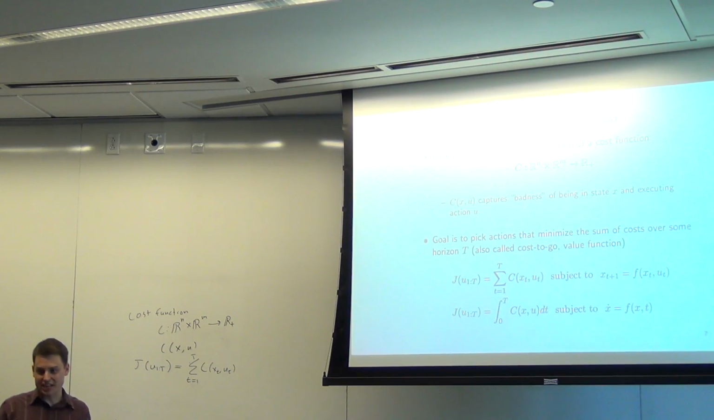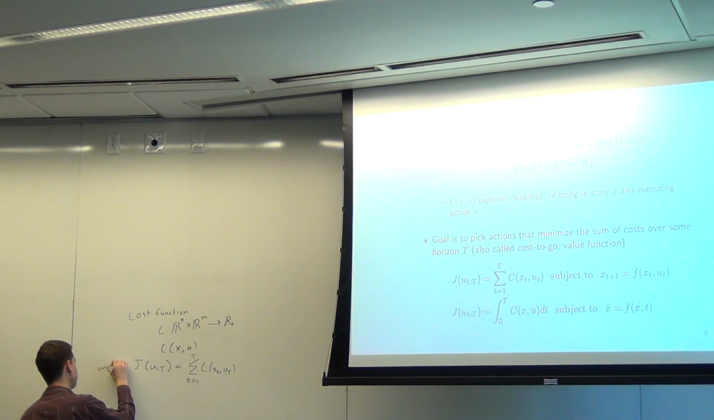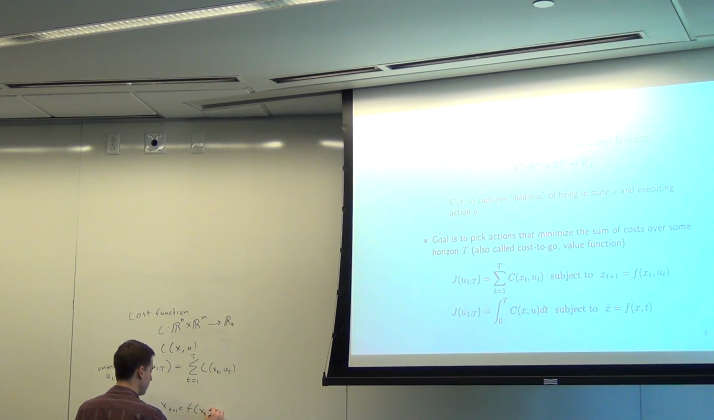Importantly, subject to the fact that our system obeys the dynamics over this time period. So really we want to minimize this, and minimize this over our control inputs, over u_1 to T, subject to the fact that our state has to obey the dynamics. So x_{t+1} equals f(x_t, u_t).